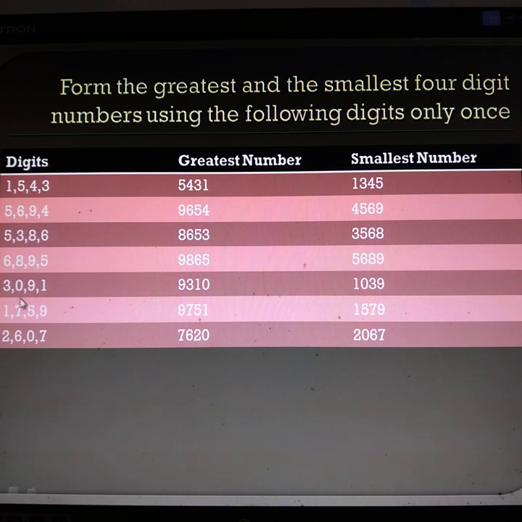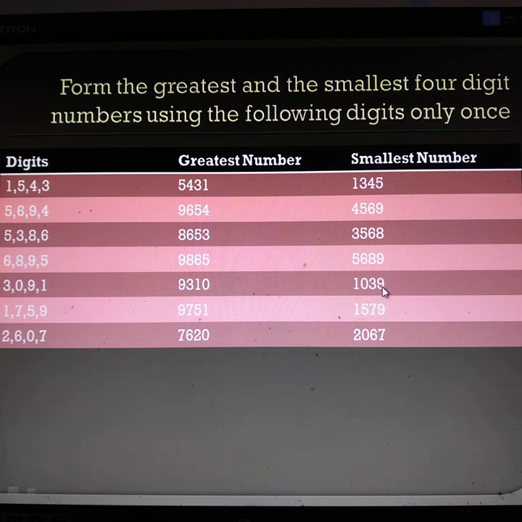Now we see a new example where 0 is given: 3, 0, 9, 1. Now how to use 0? For the greatest number there is no problem, we have to write the digits in descending order, that is, at first the greatest digit comes, that is 9, then 3, then 1, then 0. So the greatest number formed is 9, 3, 1, 0.